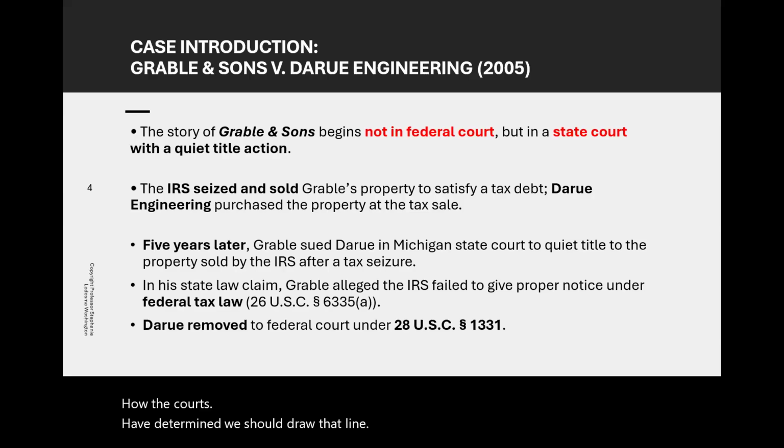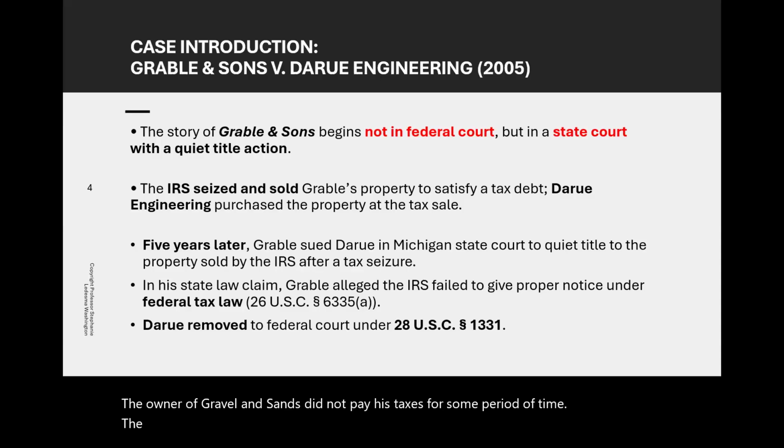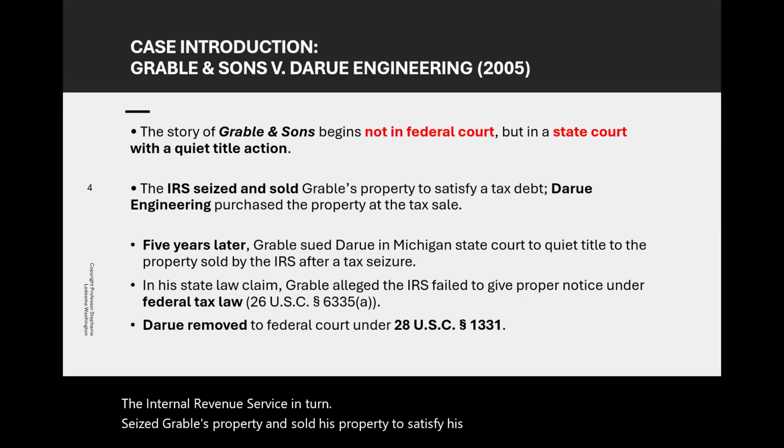The story of Grable and Sons begins not in federal court, but in state court in a state law cause of action entitled Quiet Title. The short story is that Grable, the owner of Grable and Sons, did not pay his taxes for some period of time. The Internal Revenue Service, in turn, seized Grable's property and sold his property to satisfy his tax debt. The buyer of Grable's property was Darue Engineering. They took title at a tax sale.